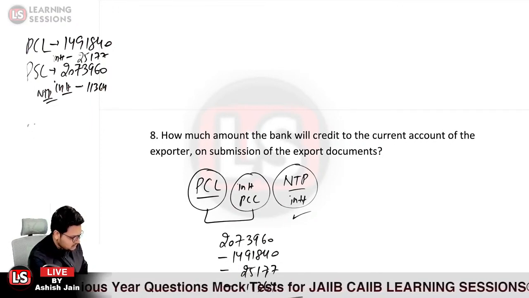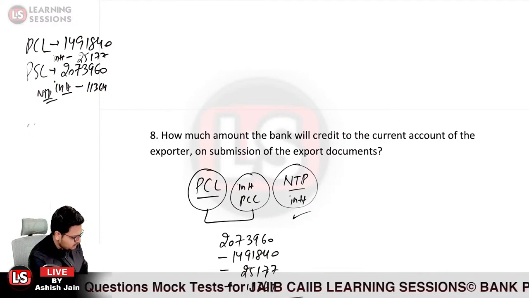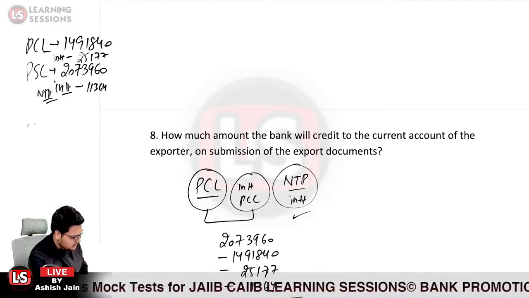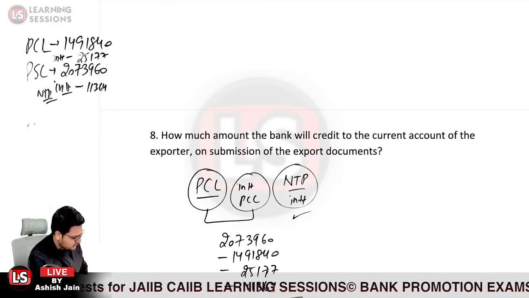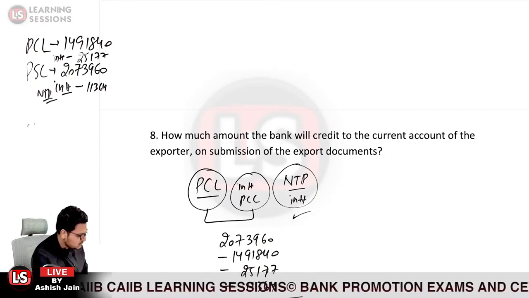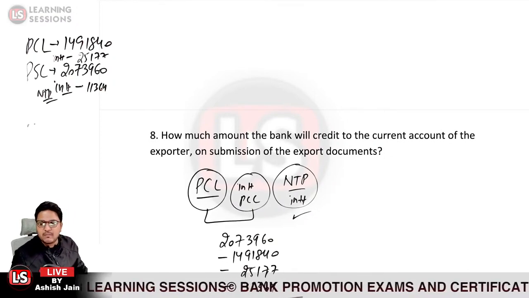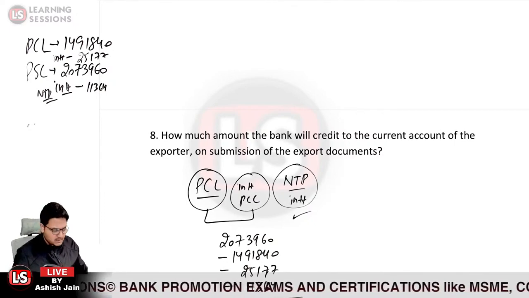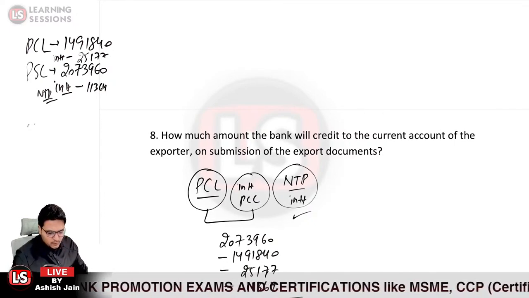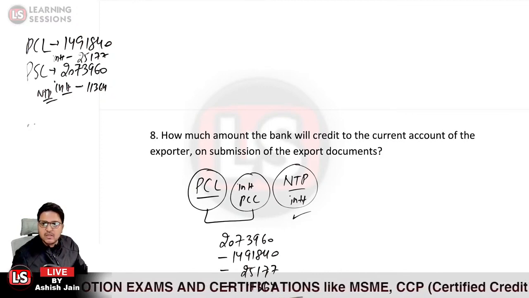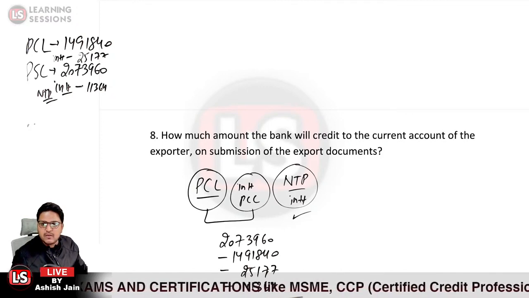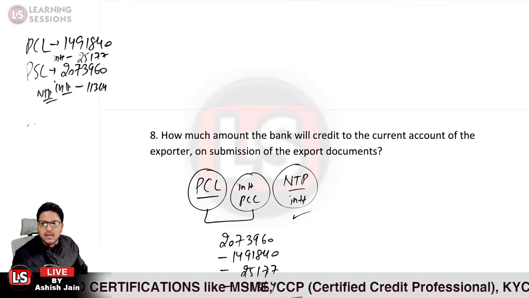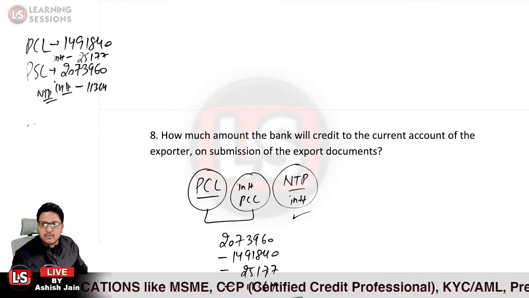So the amount will be 2073960 minus 1491840 minus 25177 minus 11364. The answer comes out to be 545579. Kindly do confirm if it is right or wrong.